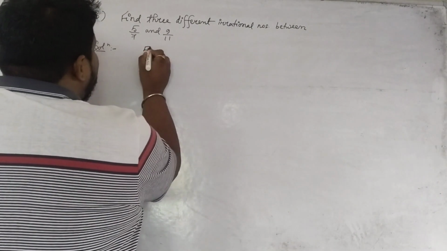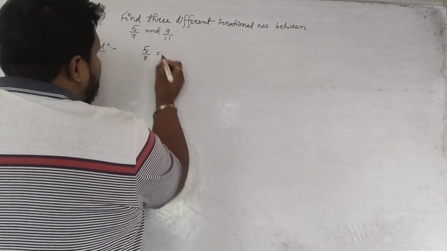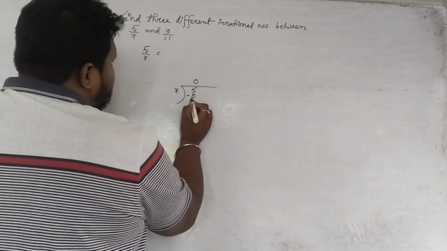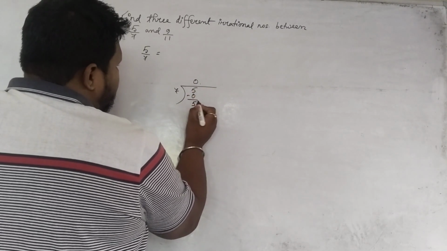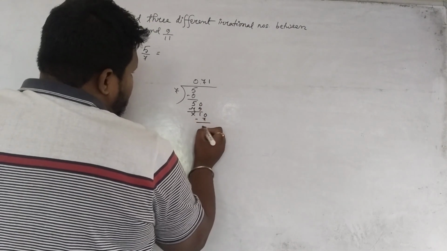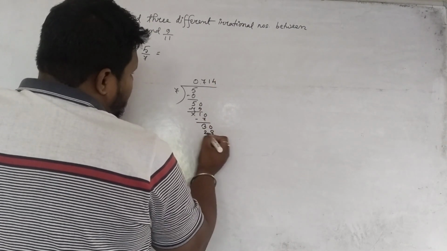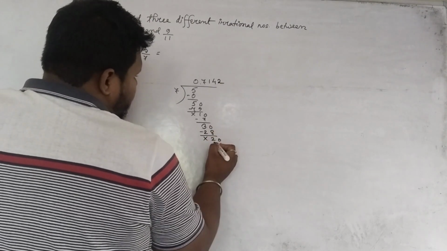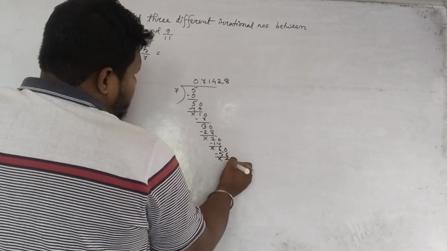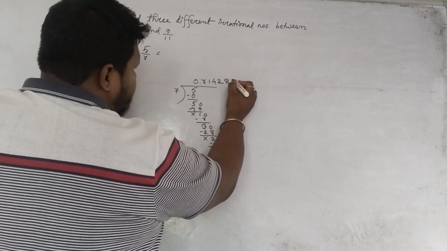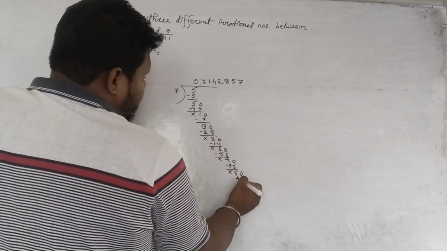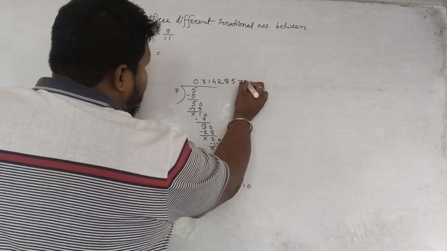So 5 by 7, if I divide 5 by 7, 7 zeros are 0, since 5 is smaller, 7 7s are 49, then 1, again 0 came, 7 1s are 7, 3 30, 7 4s are 28, 20, 7 2s are 14, 60, 7 8s are 56, 40, 7 5s are 35, 7 7s are 49. So you see, again it is repeating from here.